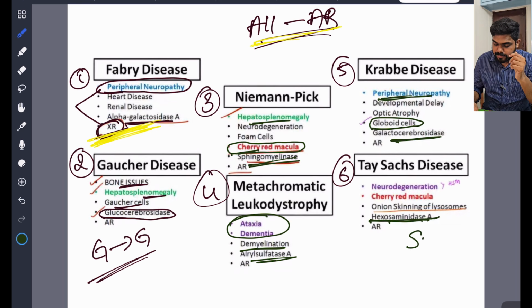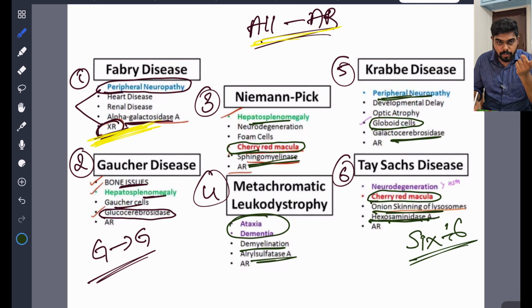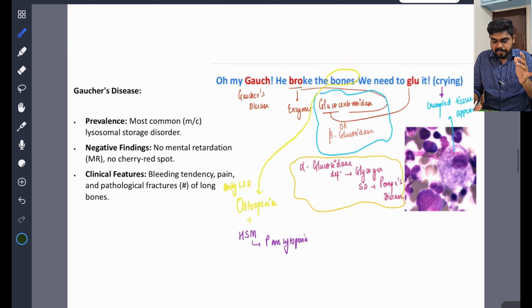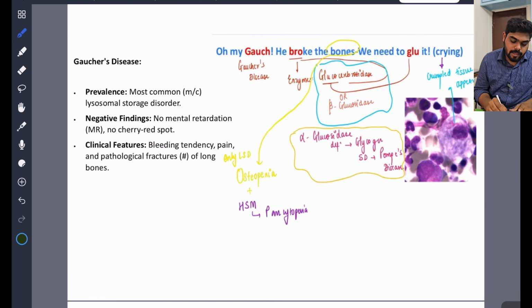Tay-Sachs, hexosaminidase A deficiency. Here also a cherry red macula is there. Onion skinning of lysosomes is seen. So this is a little difficult for you, right? Now I am making it simple. First we will see Gaucher's disease, the first disease.